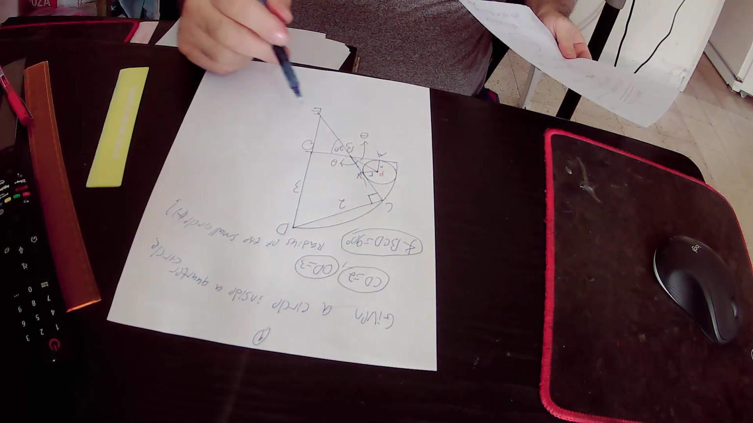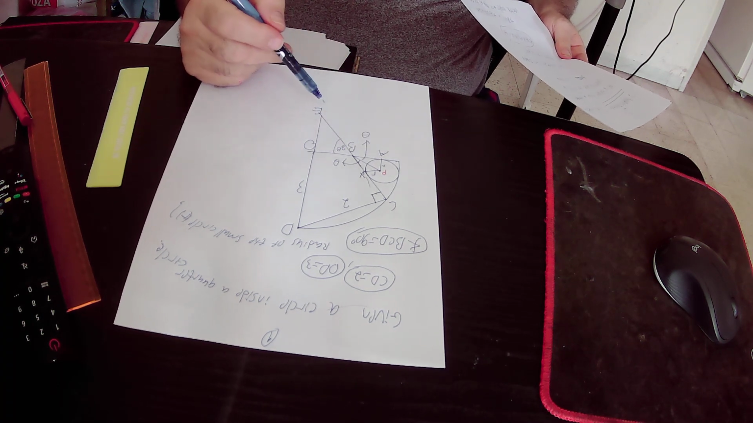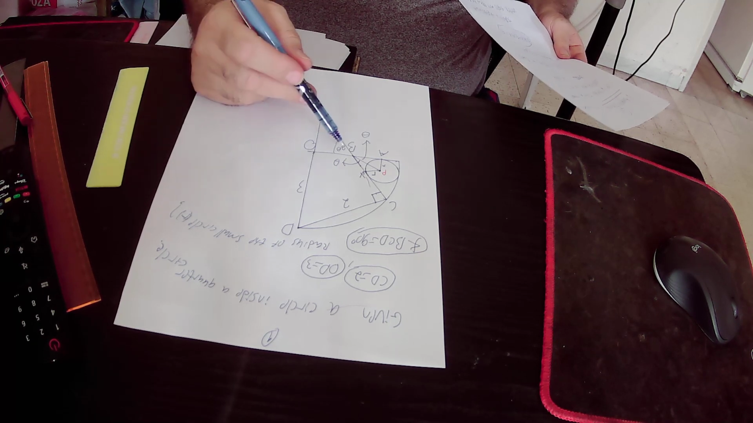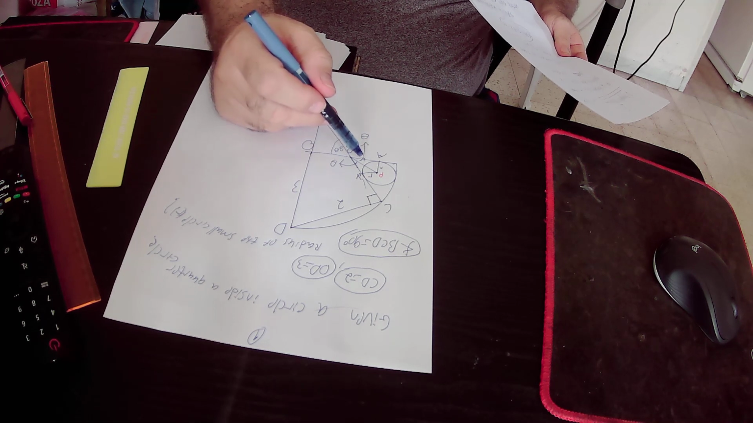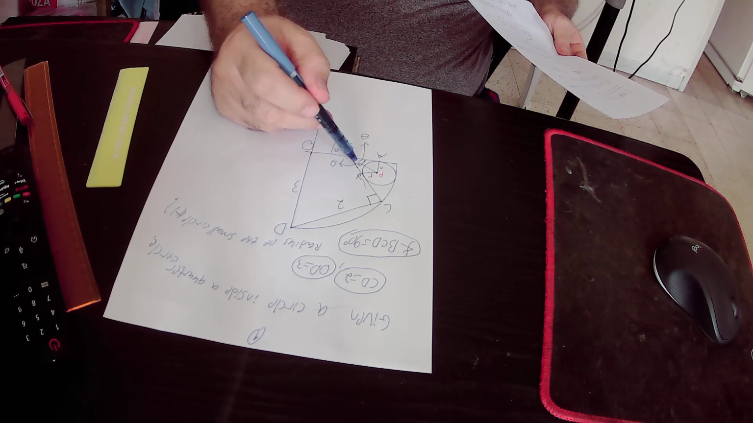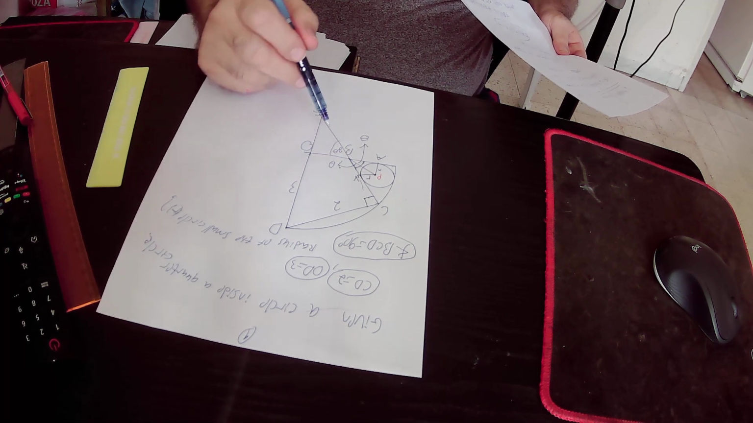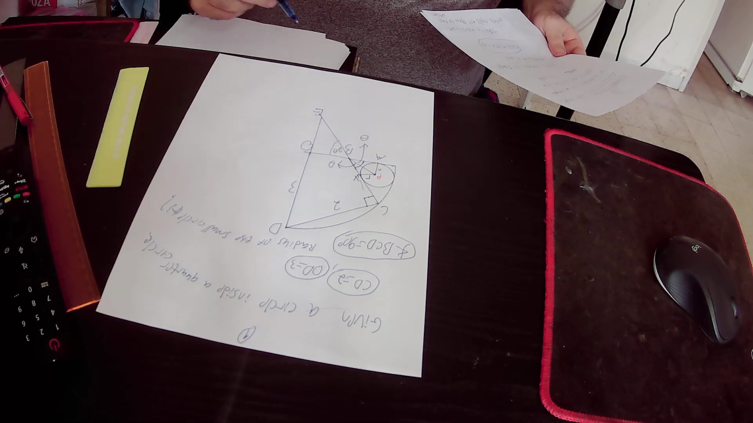Again, angle ABC equals angle EBO, and these two angles are equal to each other because they are vertical angles. Therefore, according to the rule that vertical angles are equal, they are equal to each other. Okay?